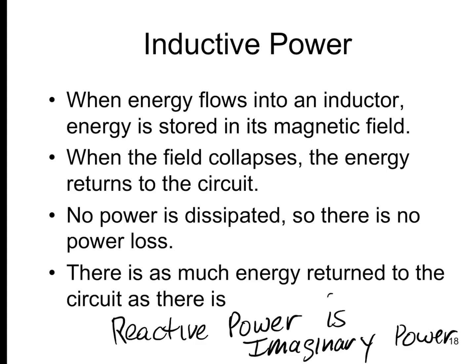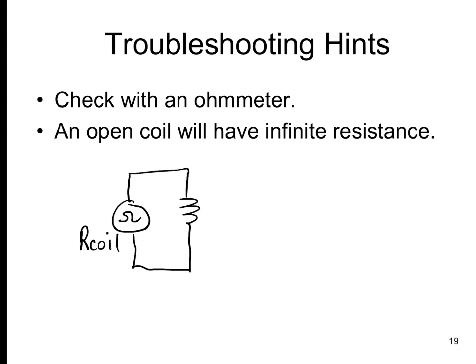But when we do, then that'll make more sense. But there's no doubt the reactive power will be plotted on the imaginary number line as a plus or minus J component.